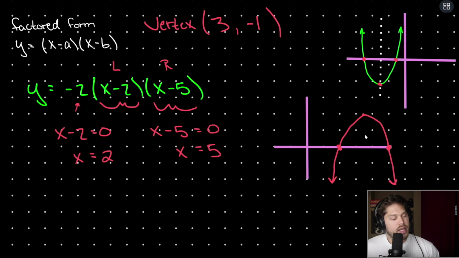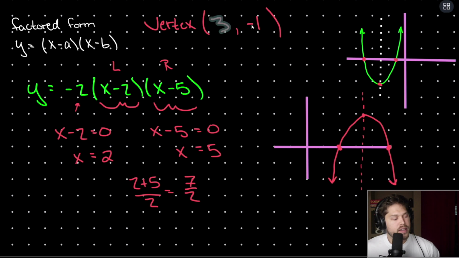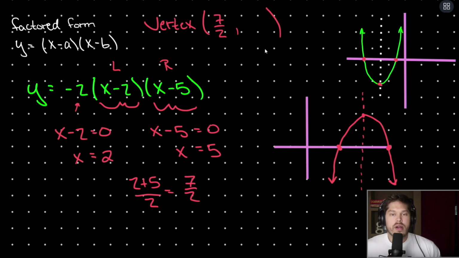And the x-coordinate of our vertex is going to be right on our axis of symmetry. And we're going to find it by doing 2 plus 5, 2 plus 5 divided by 2. That's the average of our two zeros. And we get 7 over 2. So 7 halves is the x-coordinate for our vertex. So let's change this up to 7 over 2. And now we are looking for the y-coordinate.